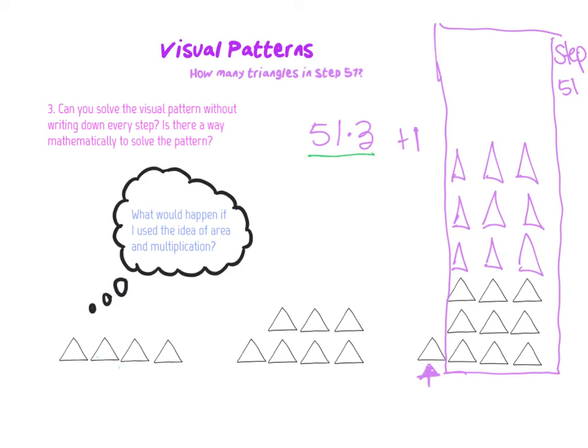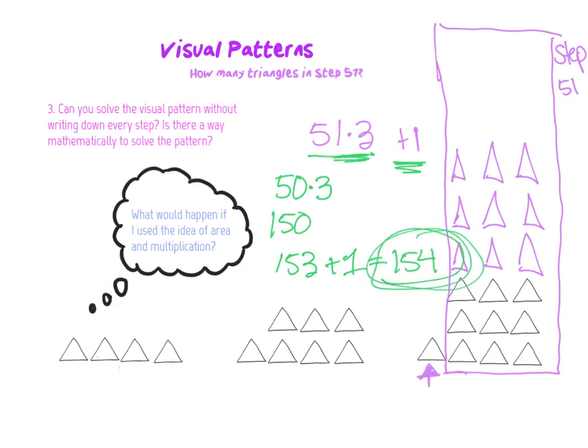So 51 times 3. Well, 51 times 3, I'm not sure, but I know 50 times 3 is 150. And then I would need one more group of 3. Okay, so that would be 153 with that extra group of 3. But then don't forget, I need to add 1. So I am saying that this visual pattern, to get to step 51, would be 154 triangles.